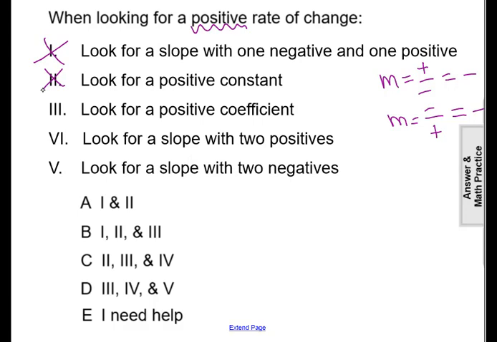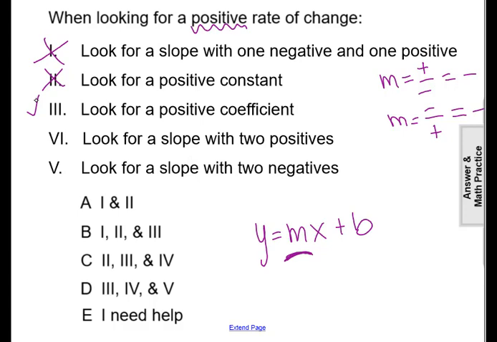In fact, this is leading us into statement 3 that's telling us to look for a positive coefficient. The equation or function is often written in slope-intercept form, y equals mx plus b. And like we were saying, b is that positive constant, which would show a positive y-intercept. But a positive coefficient, the coefficient of x, would show a positive slope, and that would be a positive rate of change. So far, statement 3 works.